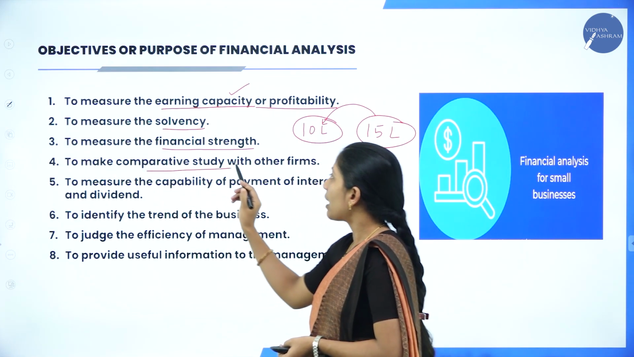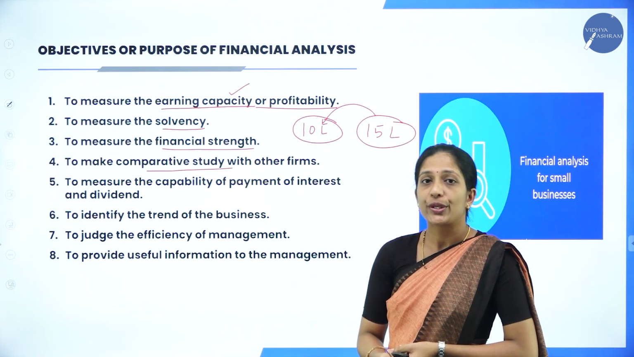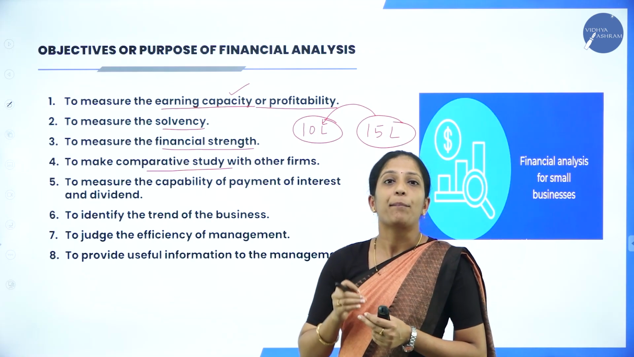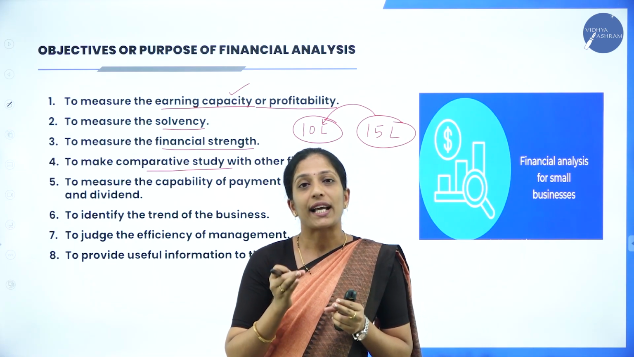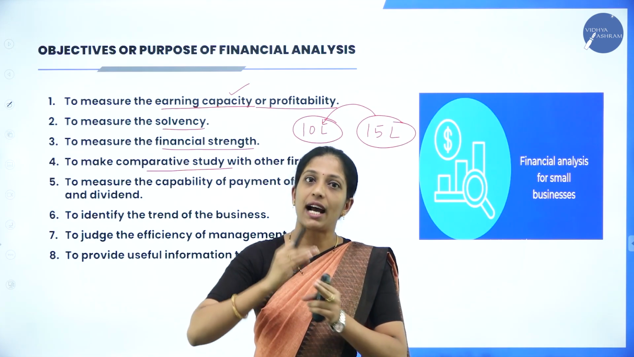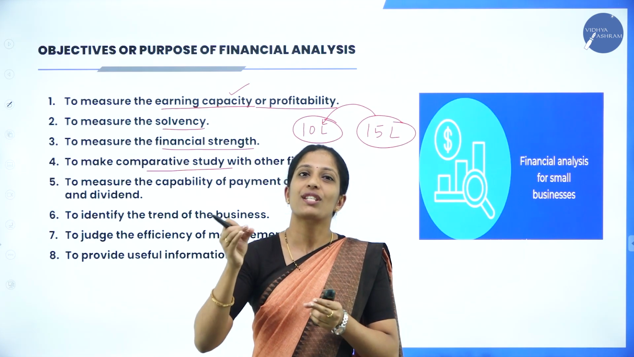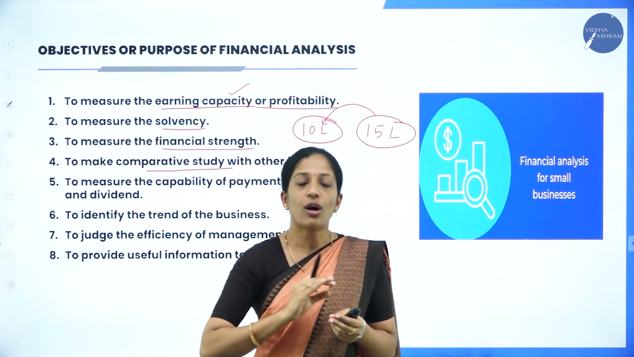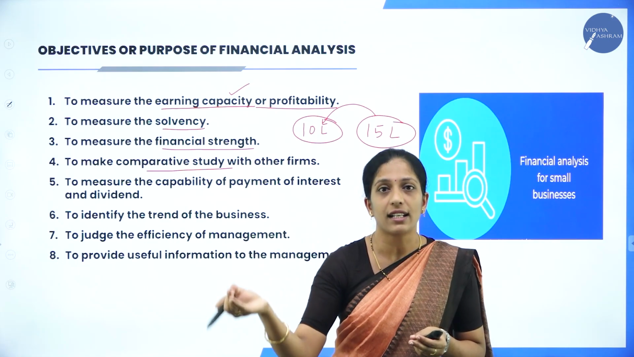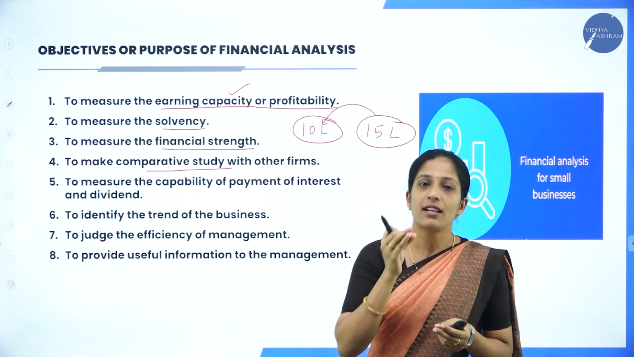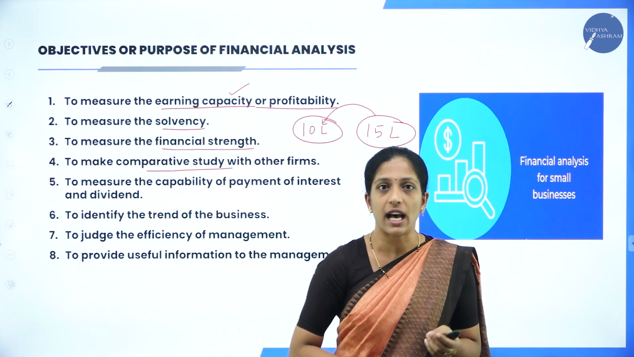Next is to make a comparative study with other firms. I have already told you whether the company is in a condition to sustain in the market or not, and you can also compare the financial position with that of another firm producing the same kind of product. If the company is of similar nature to another company, then you can compare your financial result with that of the other company.